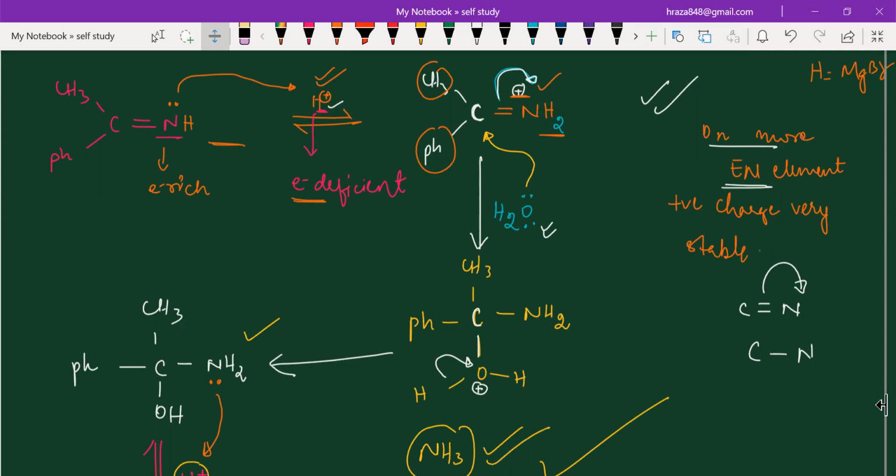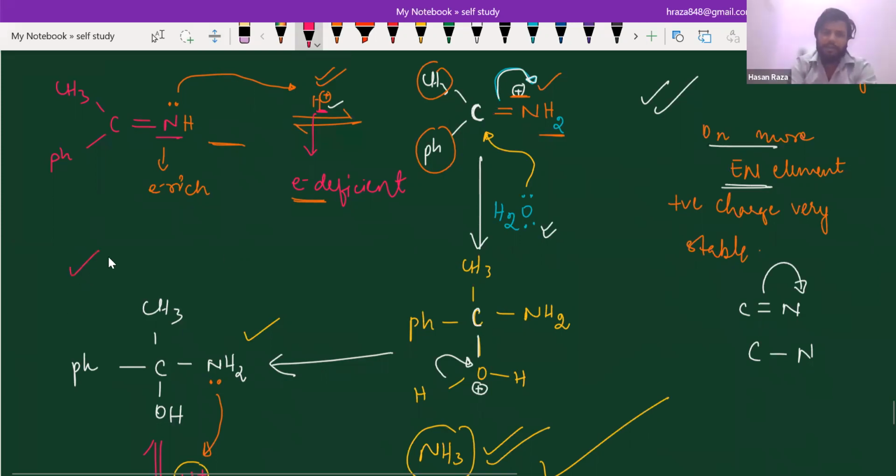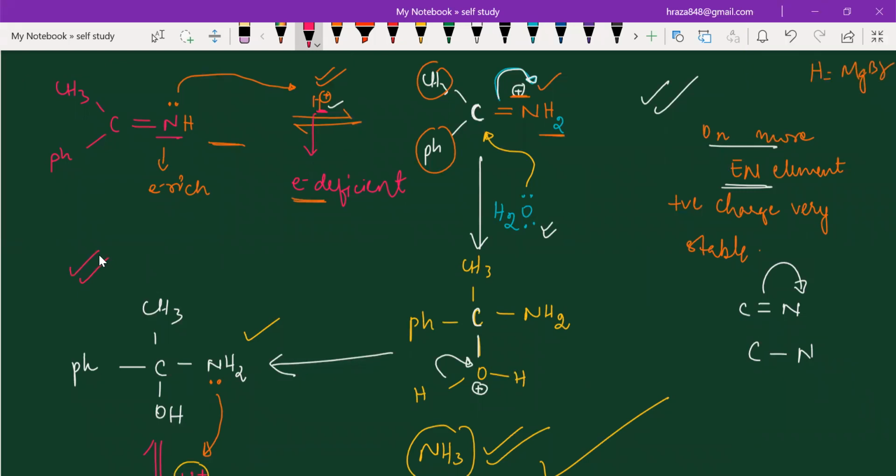For the exam point of view, should we write the statement which you have written here, the one about the more electronegative element, or will the steps be okay? Actually, this mechanism is not in your syllabus. Zaid asked, that's why I just explained. Oh, then okay.